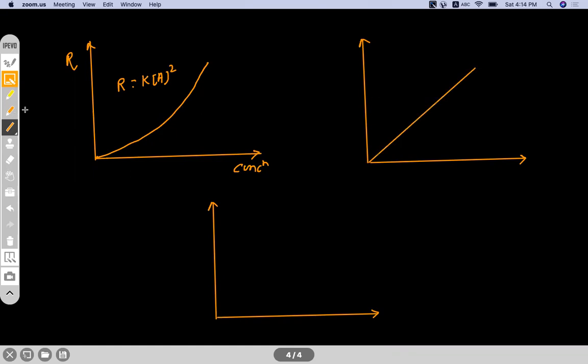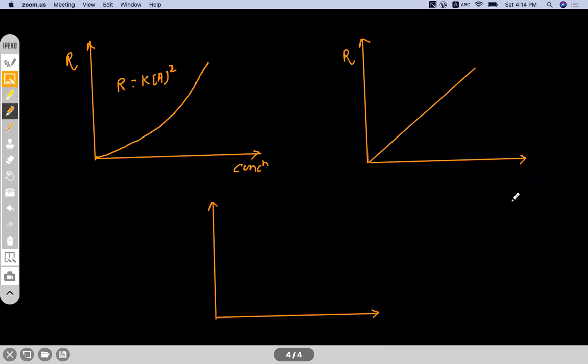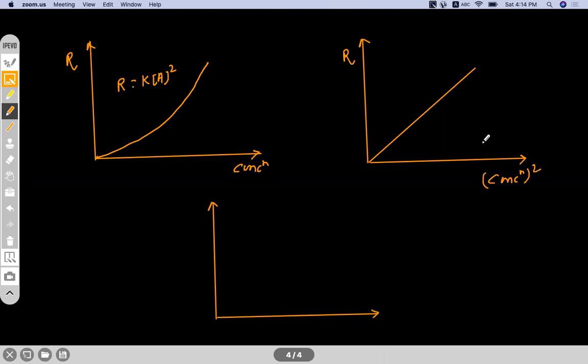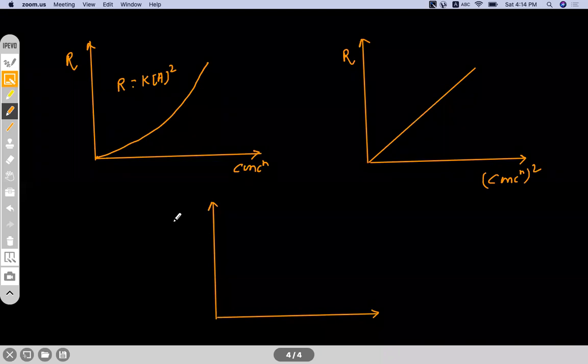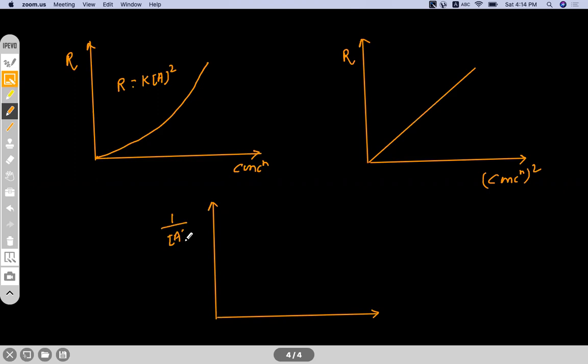This graph is for rate and concentration square. This next one will take the y-axis as 1 by concentration of reactant, A t, and this side we have time. So this graph, if you draw, will also be a straight line like this. This intercept value would be 1 by A naught.